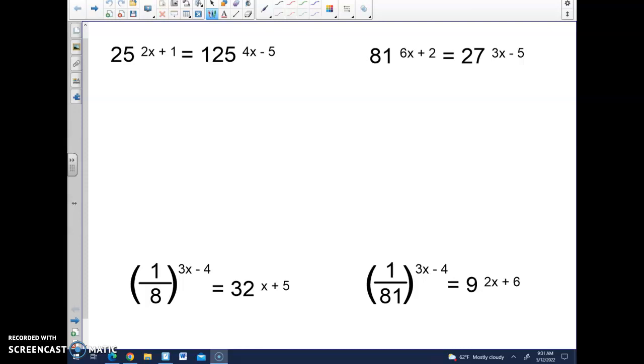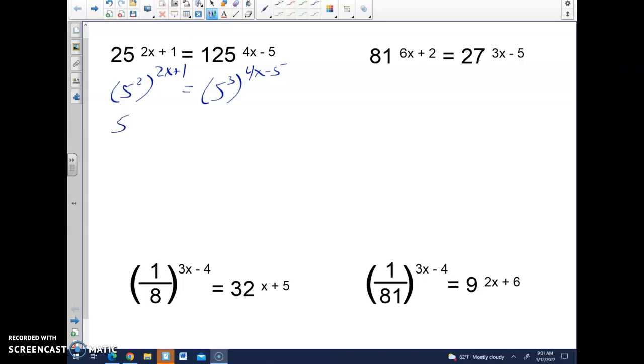So in these questions, when I have the opportunity to get the same base, that's what I'm looking to do. I can't do these questions if I can't get the same base. So here, I can break 25 down to 5 squared, and I can make 125 5 cubed. And that's really the key to the problem, establishing the same base.